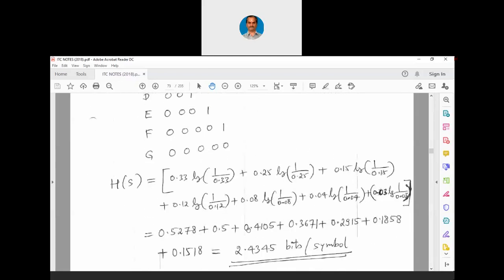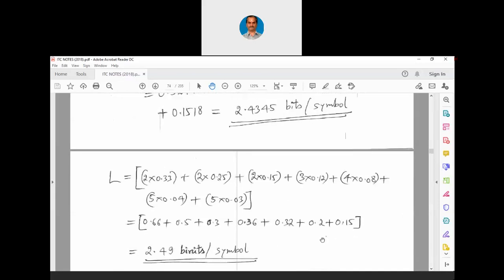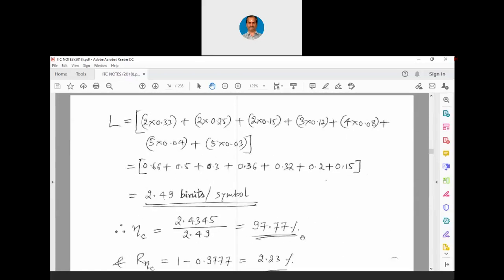H of S is computed as 2.4345 bits per symbol, and L is computed as 2.49 binits per symbol. We can have a notation as binary units or binits also. So the efficiency is 2.4345 divided by 2.49. That is 97.77%, and the redundancy is 1 minus 0.9777, that is 2.23%. Compared to the previous code, this code is not as efficient, because in the previous code we got 99% efficiency, 1% redundancy. Here we are getting 2.2% redundancy. That way the previous code was the better code.